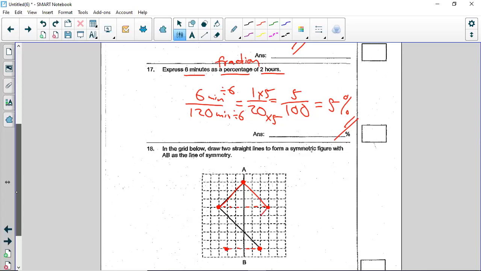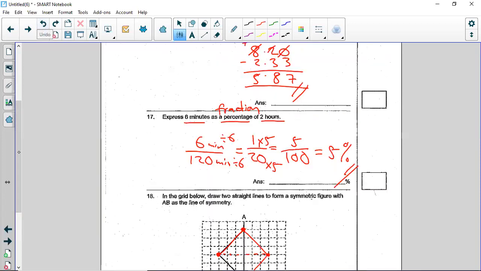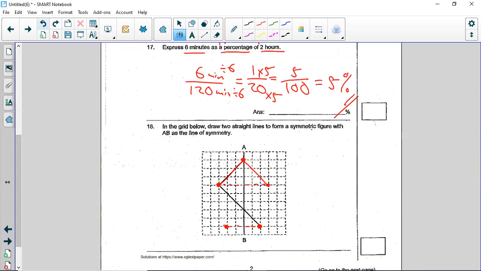And then you join. Okay, make sure that your lines are straight. Any freehand drawing will get minus marks. Make sure your lines are straight. Okay, so that is your symmetric figure.